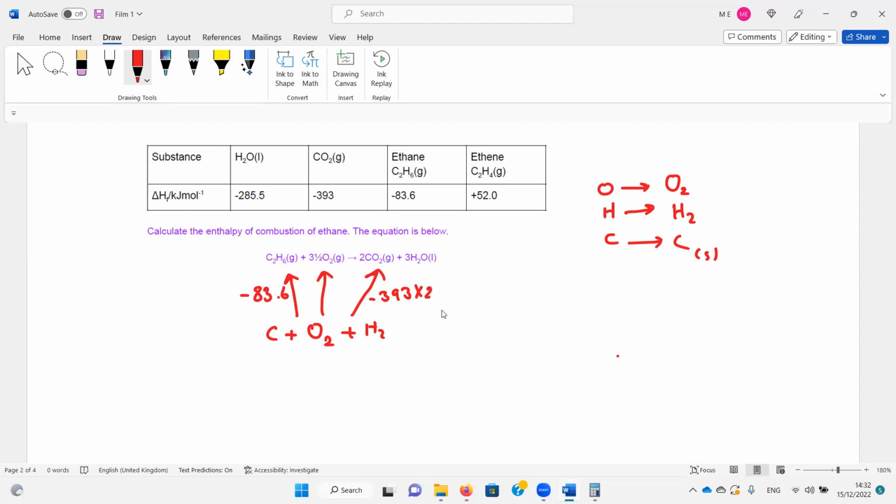And finally, you're forming water when the O2 and the hydrogen mix together. And here you're forming 3 moles of water. So that is 3 times minus 285.5. Okay.